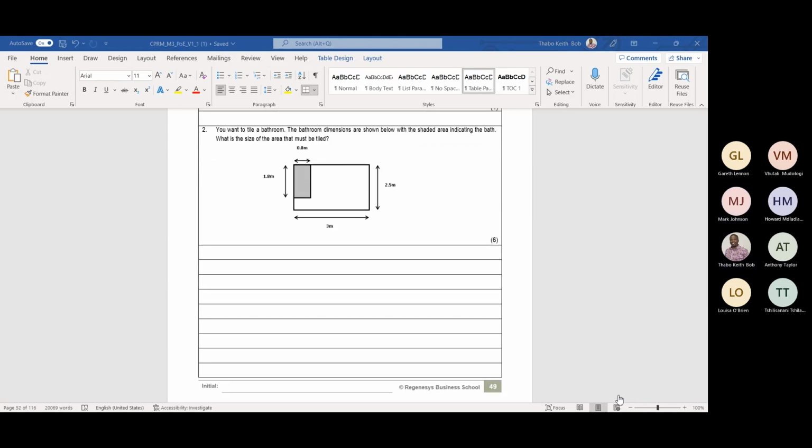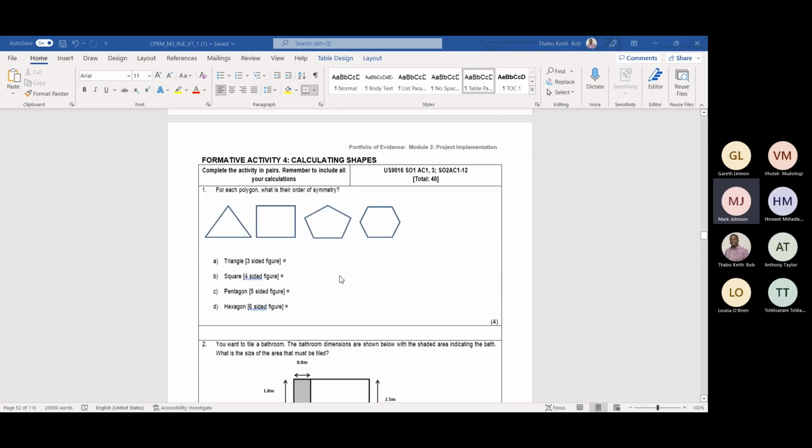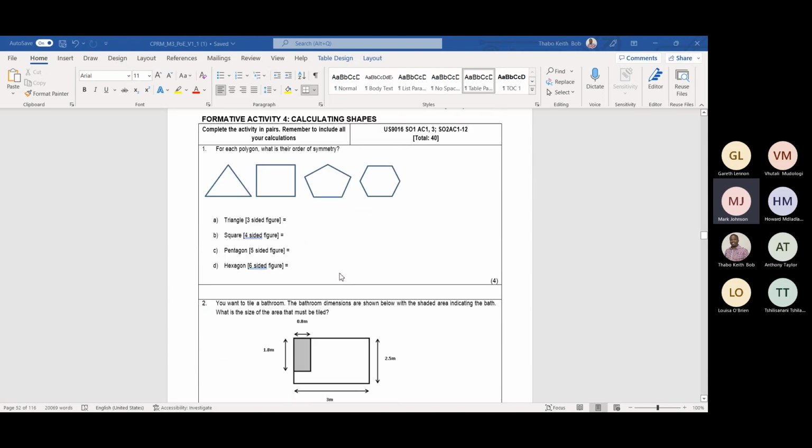Thank you, sir. Is everybody on the formative activity for calculating shapes? Can I proceed? Yes, you can. Okay, cool. So it says here, for each polygon, what is the order of symmetry? I'm going to read the question again. For each polygon, what is the order of symmetry? So there are 2 catchwords there, order and symmetry. Any thoughts on that?